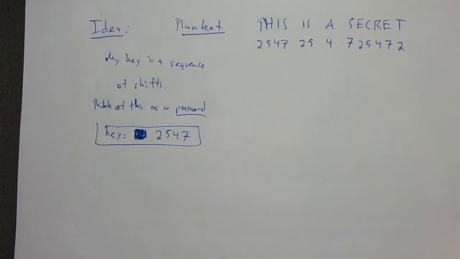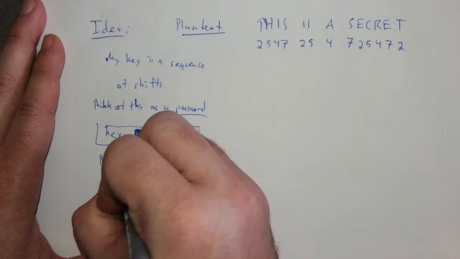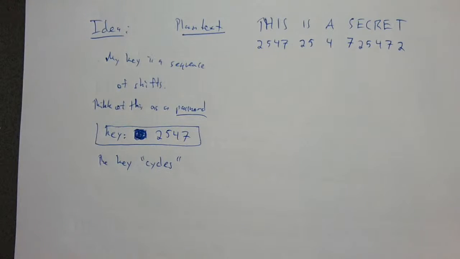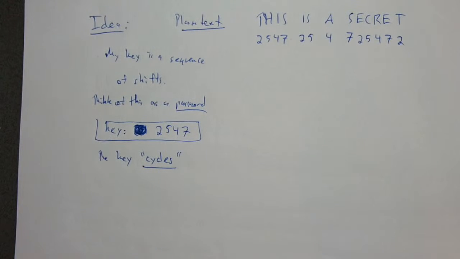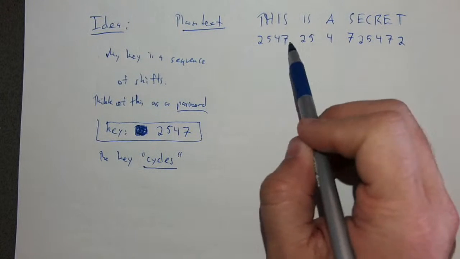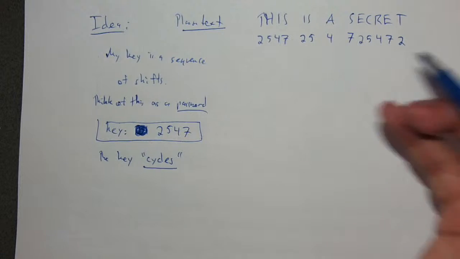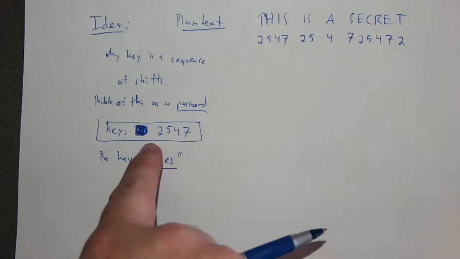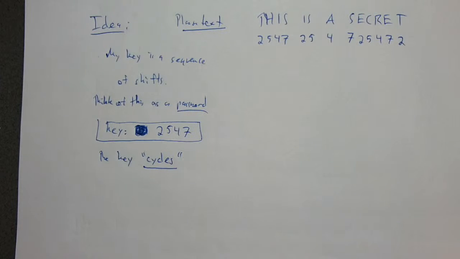So this key cycles. Okay. So this key cycles in the sense that I have a key of length 4. After 4 characters in my plain text, it repeats. Okay, but what do I do with this? So each number here in the key tells me the shift that I do.